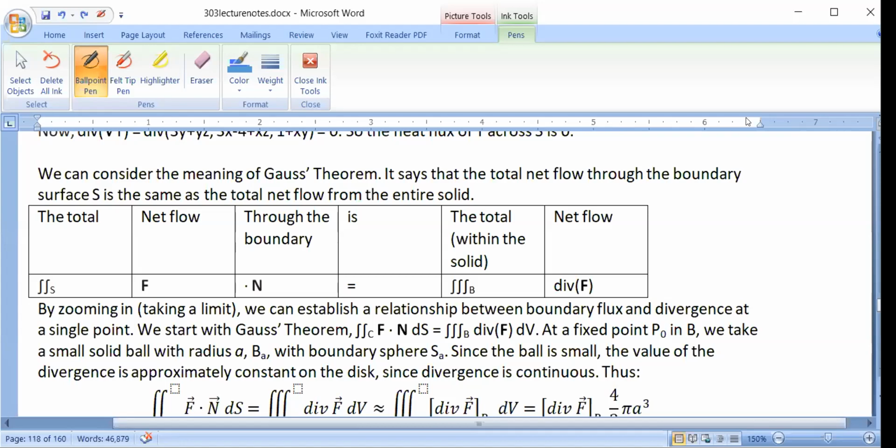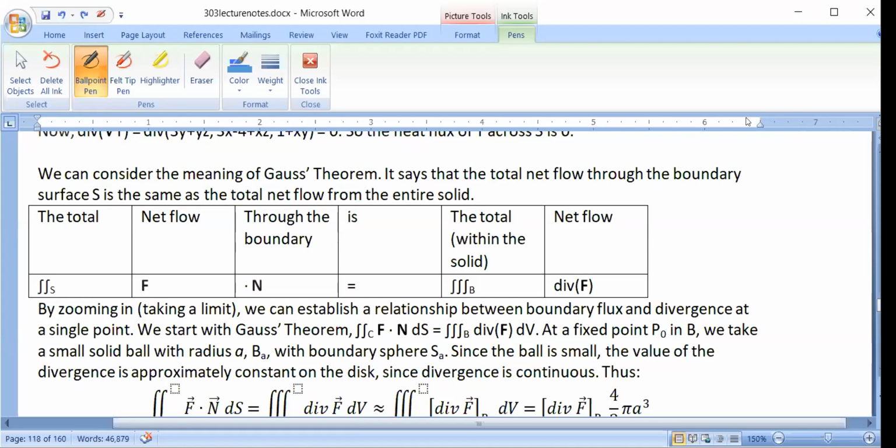So in that sense, here's how we can think of what Gauss's theorem says. It says that the total net flow through the boundary is the same as the total net flow within the solid. And that's sort of broken down in this little table right here. So notice that F dot n, vector field F dot unit normal n, is the flux, and that's going to give you the flow through the boundary.